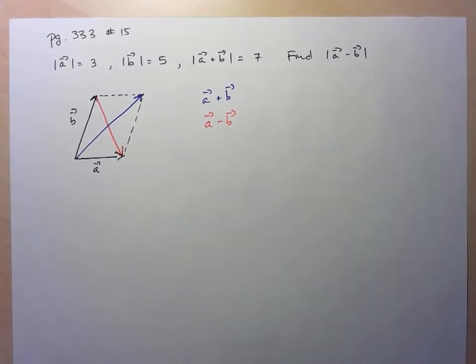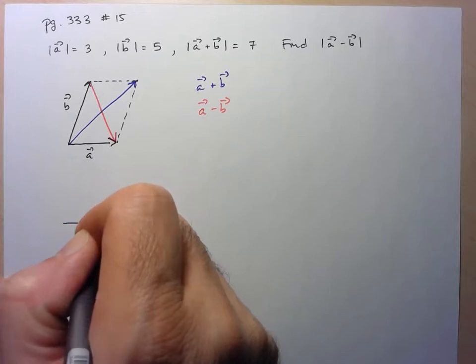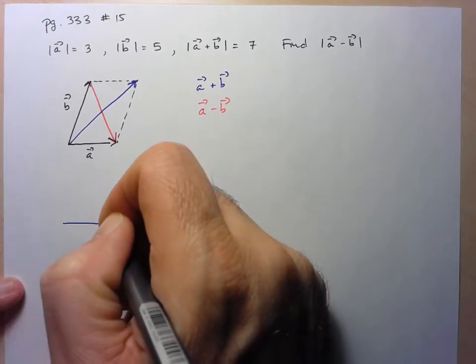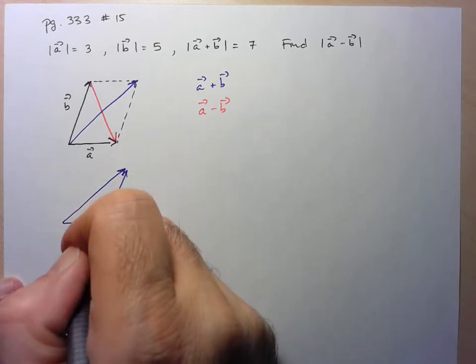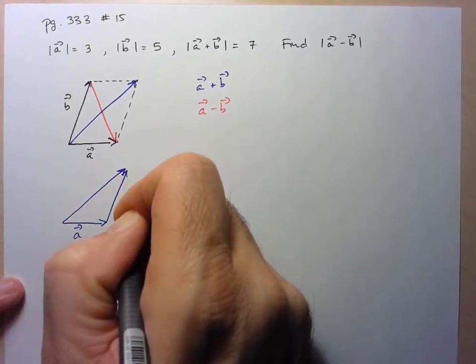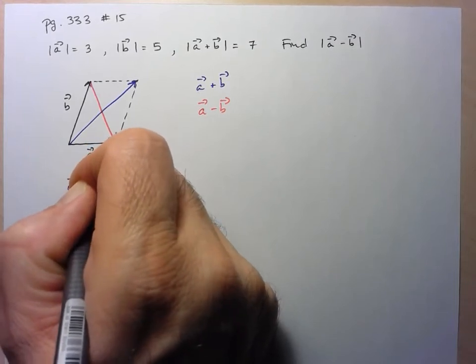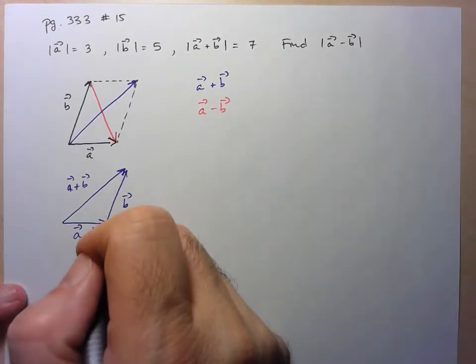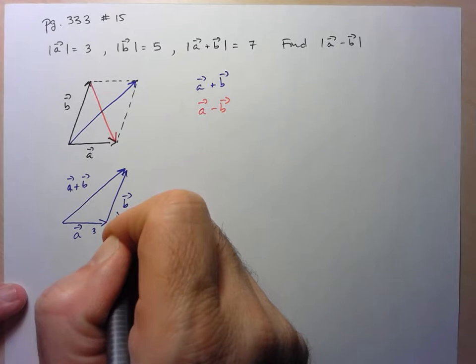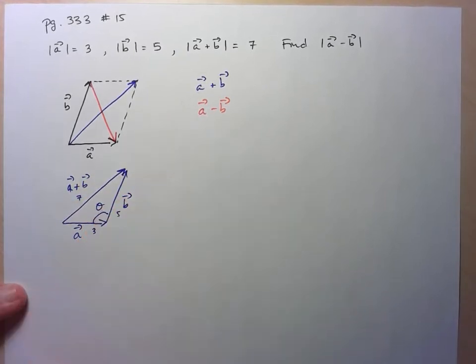Okay, so I'll actually just redraw the diagram just so that it's very clear. So I'll start with the sum of the two vectors and I'll draw them tip to tail. So here A, that's B, and this is A plus B. Now I know the magnitudes of all three vectors, so I know that this side is equal to 3, that side is equal to 5, and this side is equal to 7. And I'm looking for this angle here, which I'll call theta.